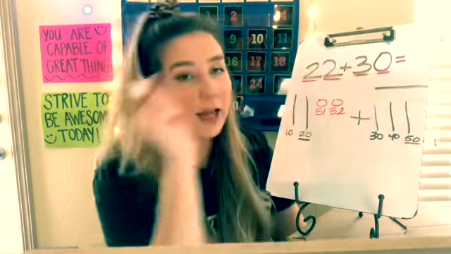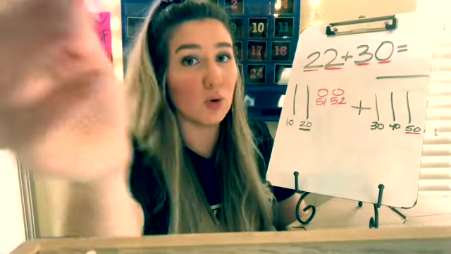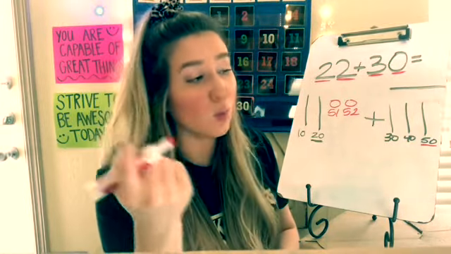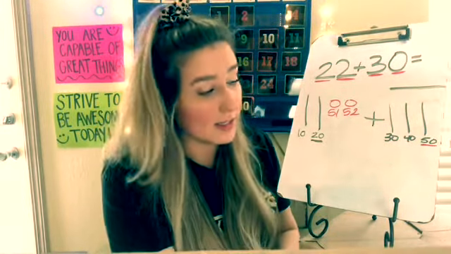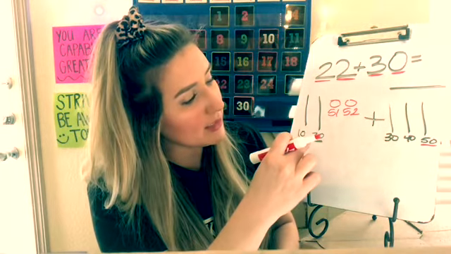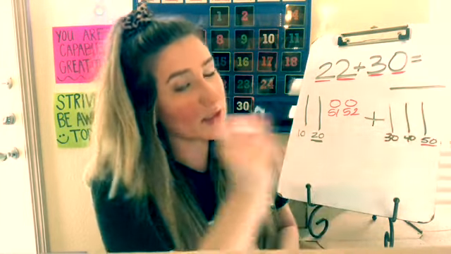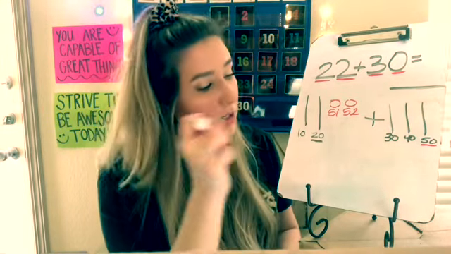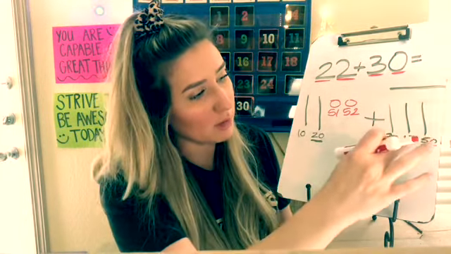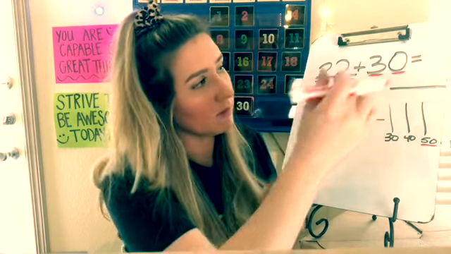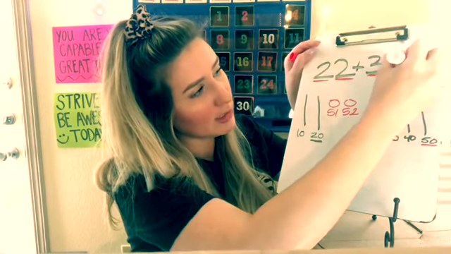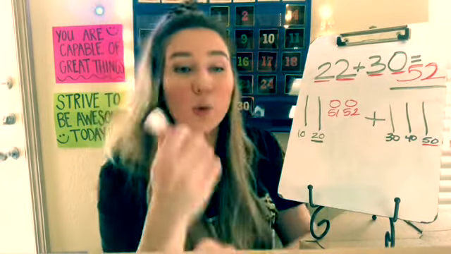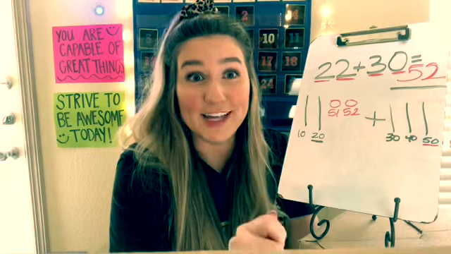Now, does 30 have any ones that we need to worry about? No, 30 has 0 ones. So we are all done. We had 2 tens over here, 3 tens over here, and then we added in our 2 ones, okay? That was 10, 20, 30, 40, 50, 51, 52. So your answer to this problem is 52. 22 plus 30 equals 52.